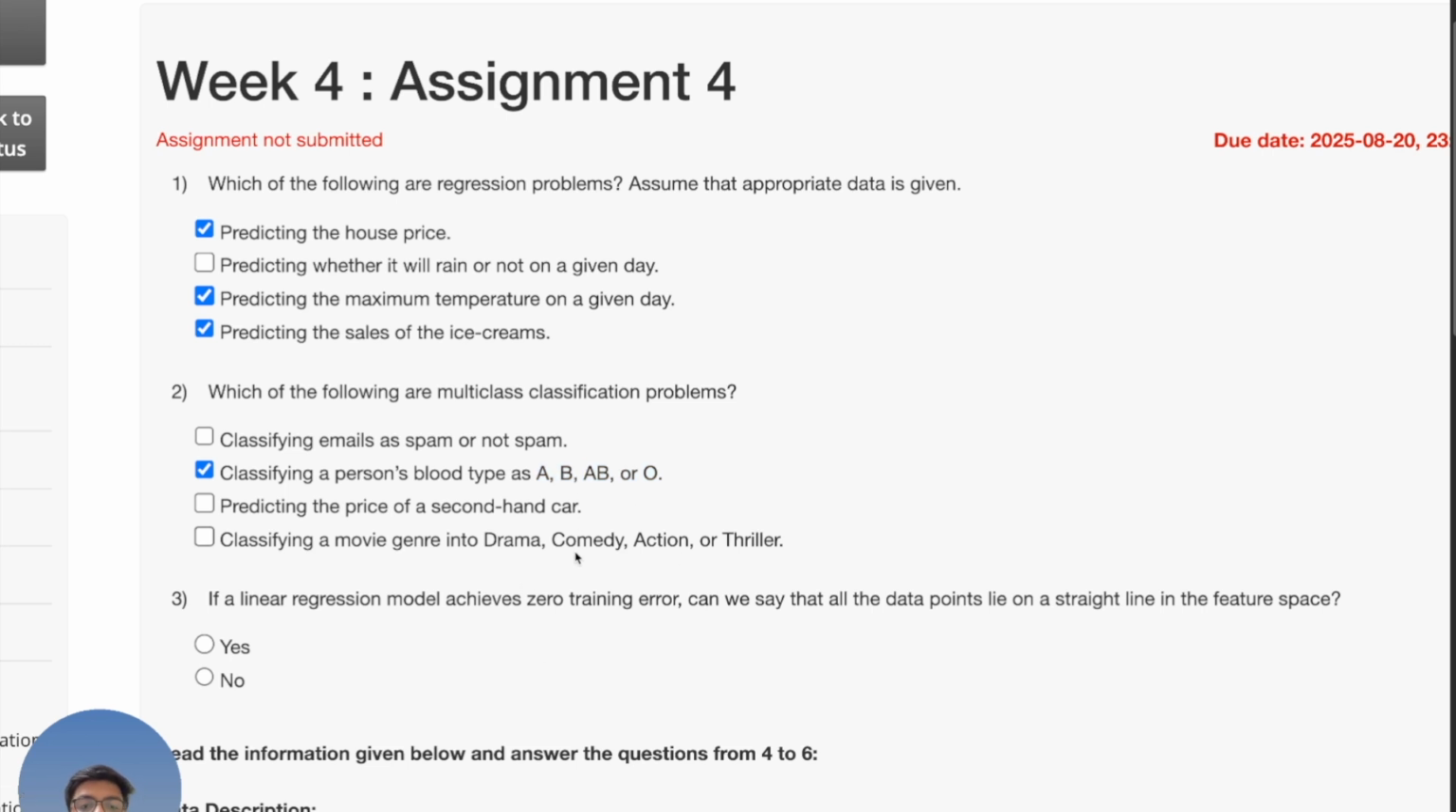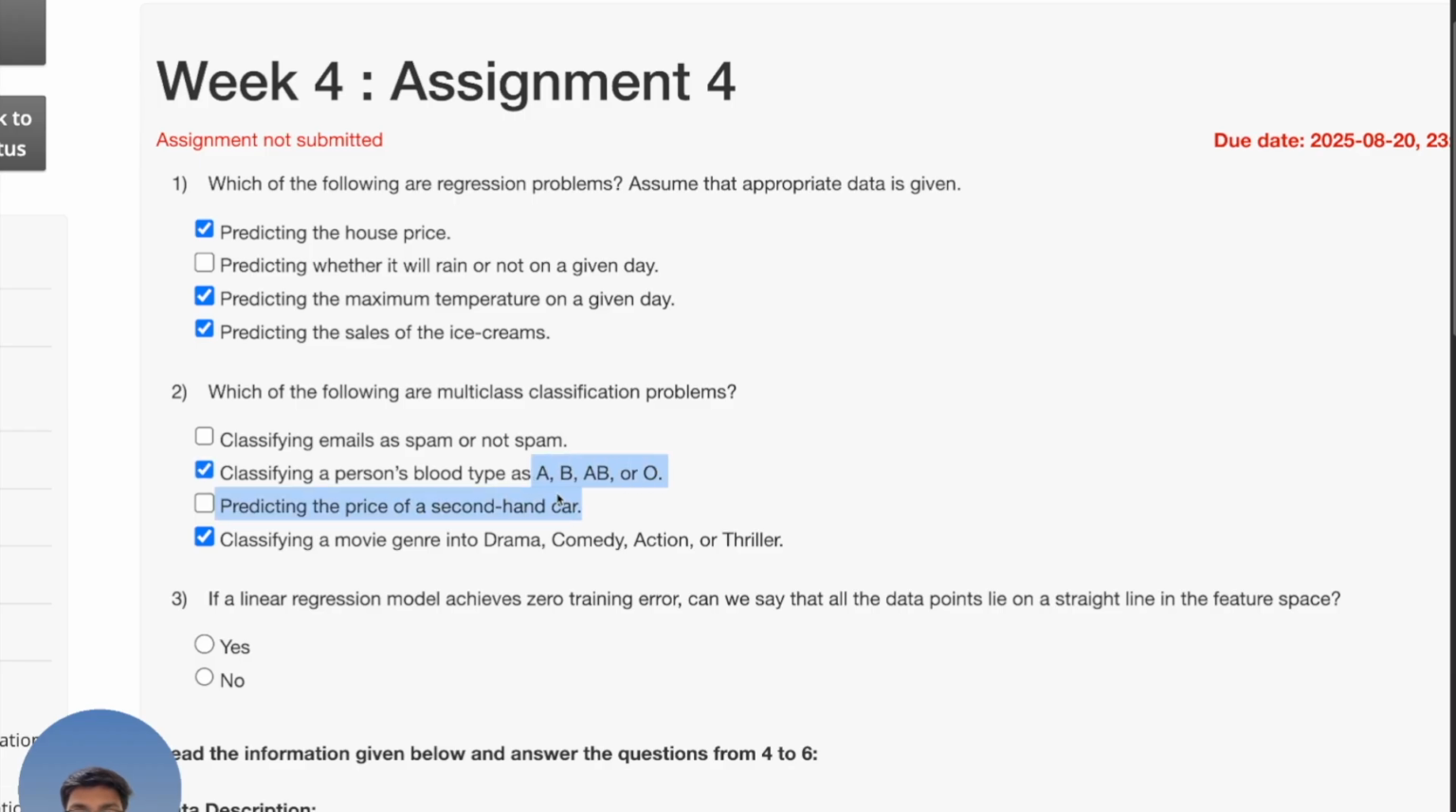It's a regression problem. They are just saying predict the price. It's similar to house price, right? Predicting the price of a second-hand car is a regression problem, not a classification problem. Proceeding further with option 4, classifying a movie genre into drama, comedy, action, or thriller. Yeah, this can be considered a multi-class classification problem, because we are having four options. It's not compulsory that we always have four options.